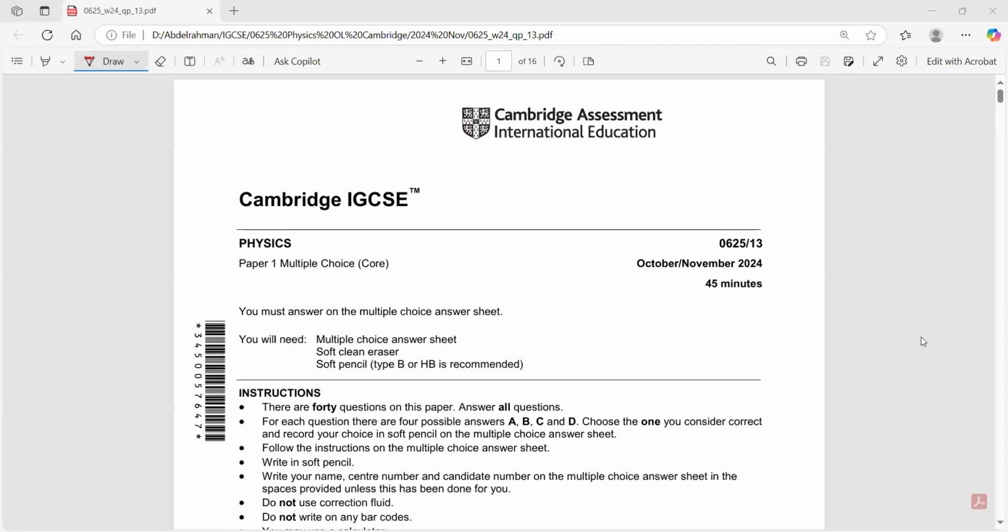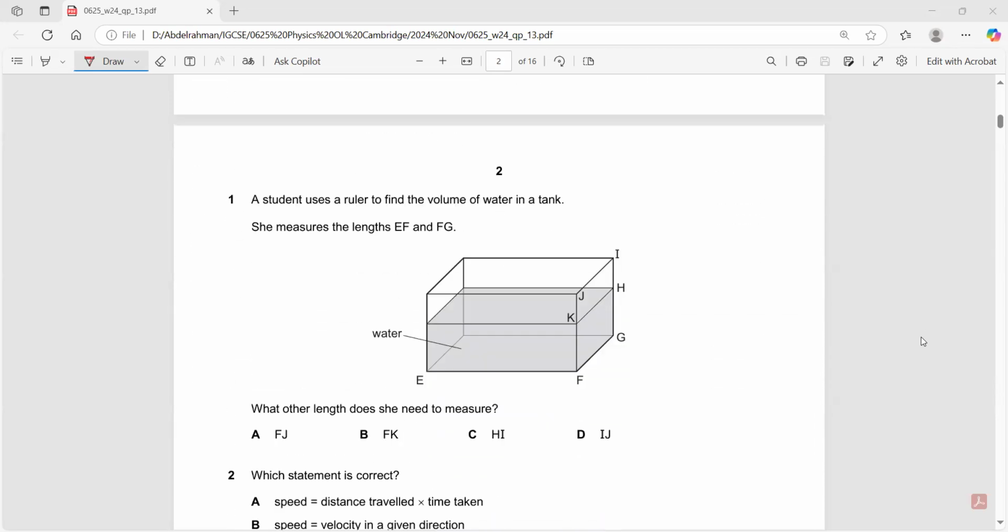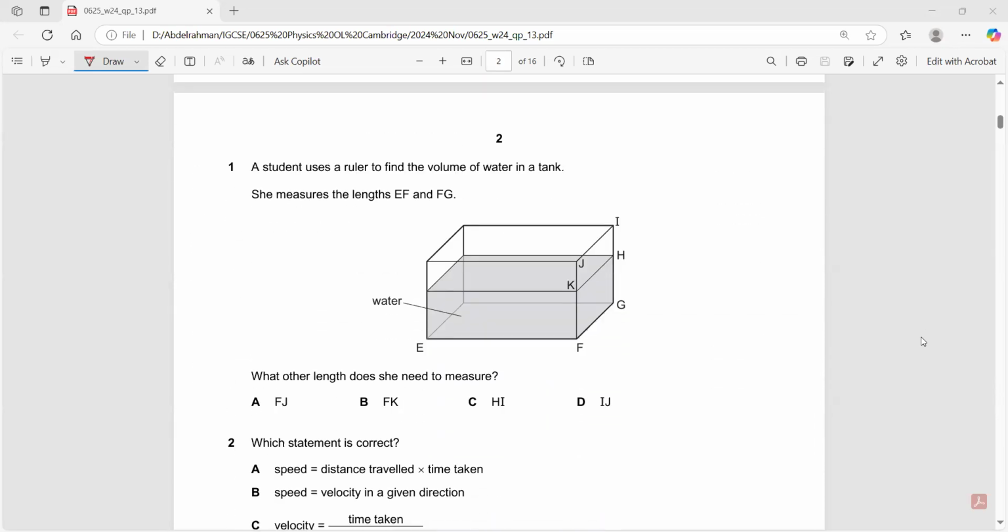November 2024, paper 1, variant 3. Question 1. A student uses a ruler to find the volume of the water in a tank.